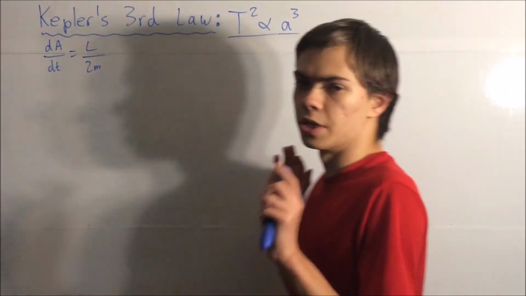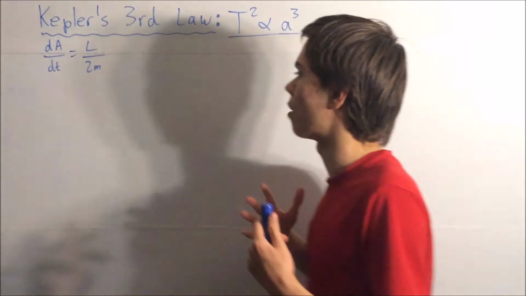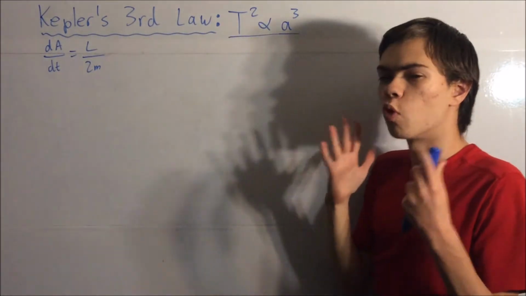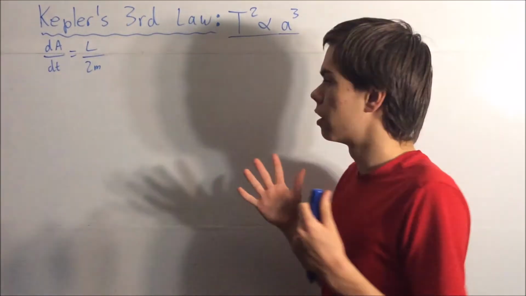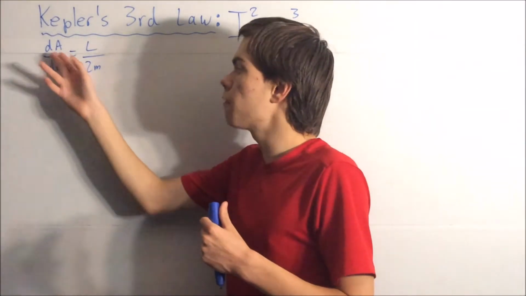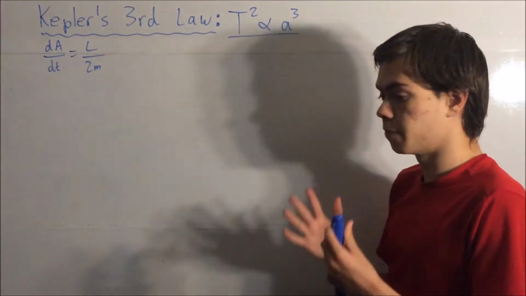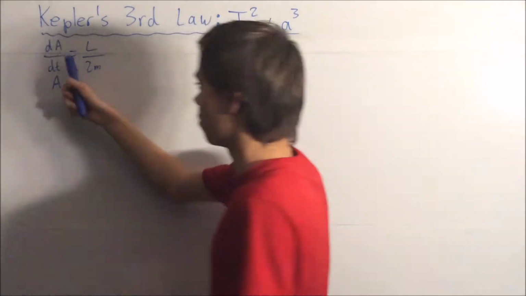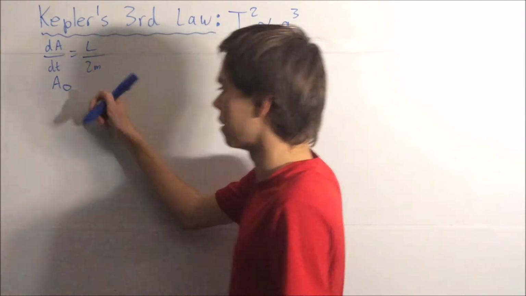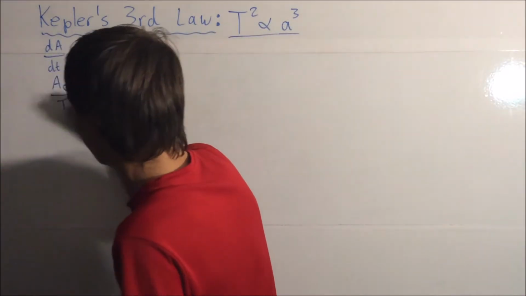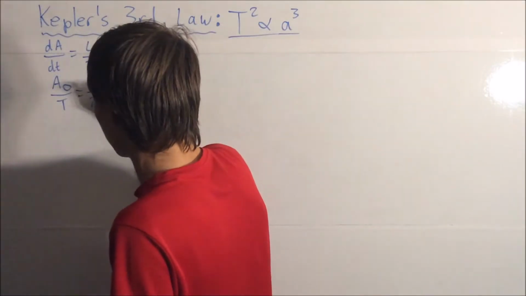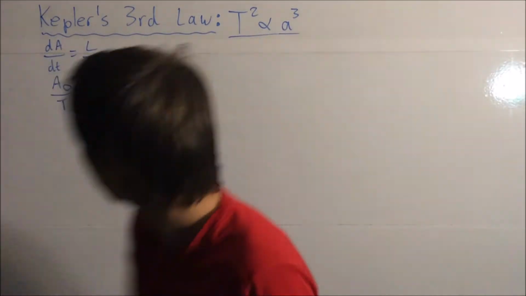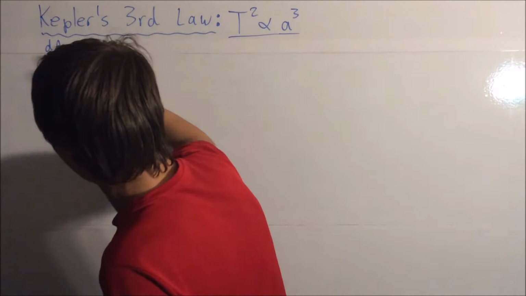The thing that I'm going to do is we're going to think about the full orbital period of the planet. After one full orbital period, we know that the area covered by the planet is just going to be the entire area of the ellipse. So we can rewrite dA over dt as the area of the ellipse divided by the orbital period. Now we know that the area of an ellipse is just pi AB. So I'm going to replace that with pi AB.